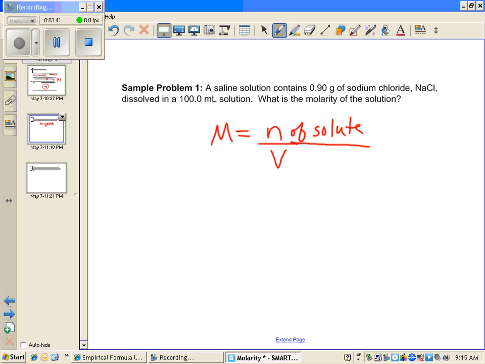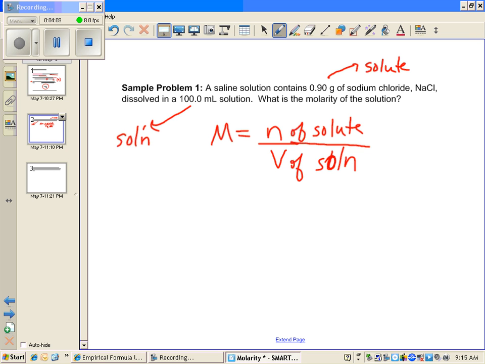Okay? So this is a solute. Does everybody agree with that? Good job. That's a solute. And this is the solution. That's pretty easy to tell. I'm going to use that abbreviation for solution. That's not official, but it's pretty easy to tell because it says 100 milliliters of solution. So V stands for volume, but it is the volume of the solution.